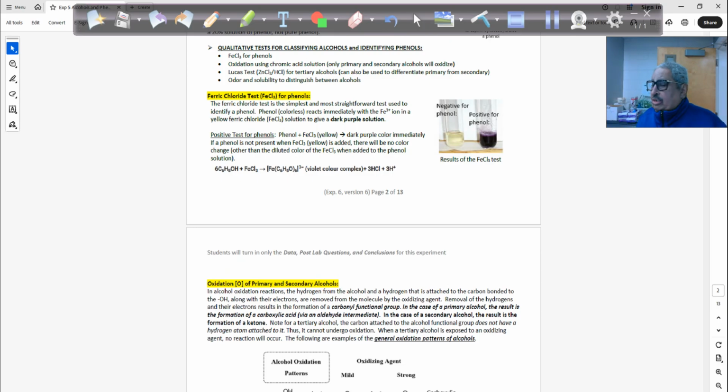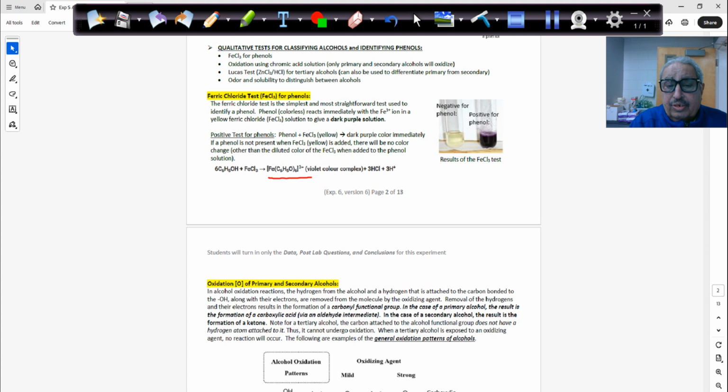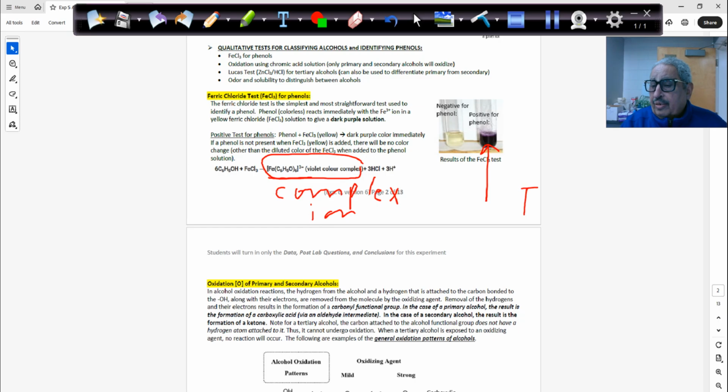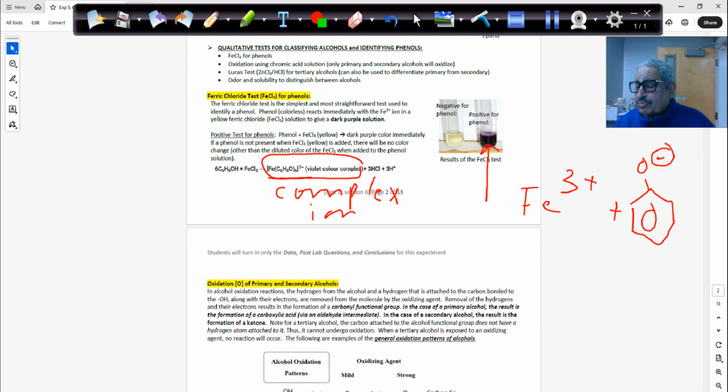Ferric chloride makes a complex. This complex looks like this here. There's a formula. You don't have to memorize the formula. This is the formula of the complex, called complex ion, which is here. The ferric has 3 plus, and the phenol, take the OH out of it, that's negative.